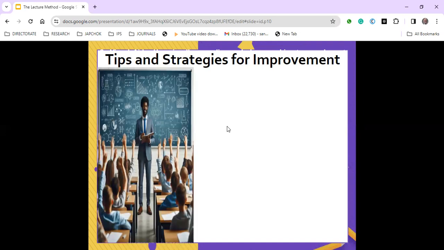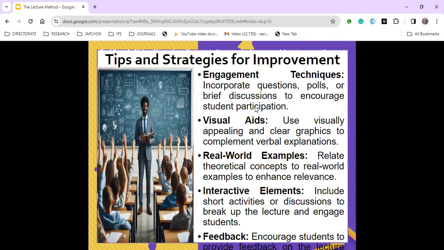Take a look at the image. You can see here now, the teacher seems happier. The class seems more engaging, which means class participation. So what are those things the teacher can do to improve the lecture method of teaching?